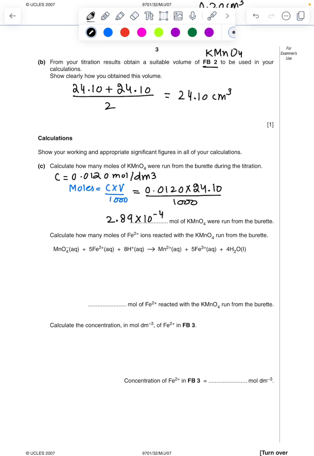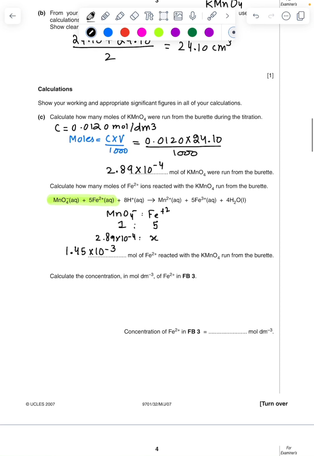Then we are told to find out the moles of Fe²⁺, and you can clearly see the link which is given to us, that 1 mole of KMnO4 is equal to 5 moles of Fe²⁺. So I have to use the ratio method. I'll be doing it out like this, that 1 mole of this is equal to 5 moles of this. So if this is 2.89 × 10⁻⁴, then this must be x. So I can multiply 2.89 × 10⁻⁴ by 5, and this brings me to an answer which is equal to 1.45 × 10⁻³ moles.